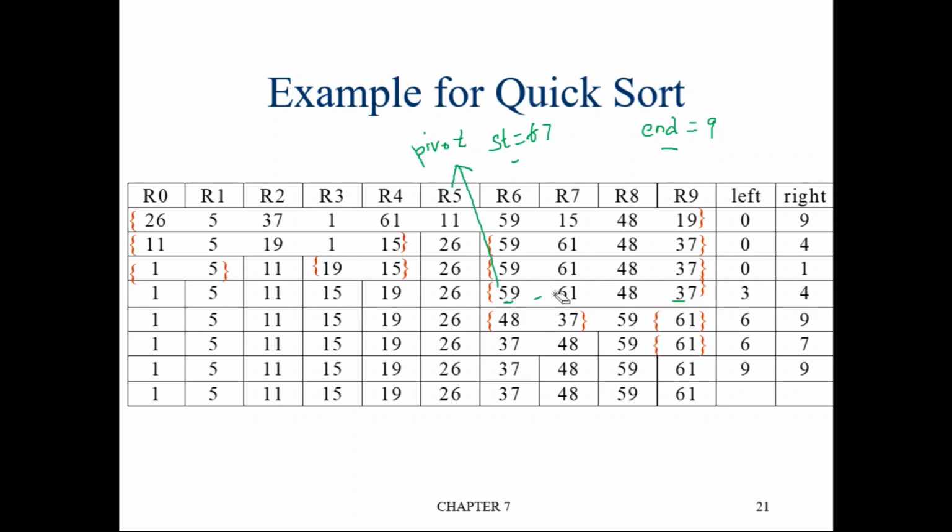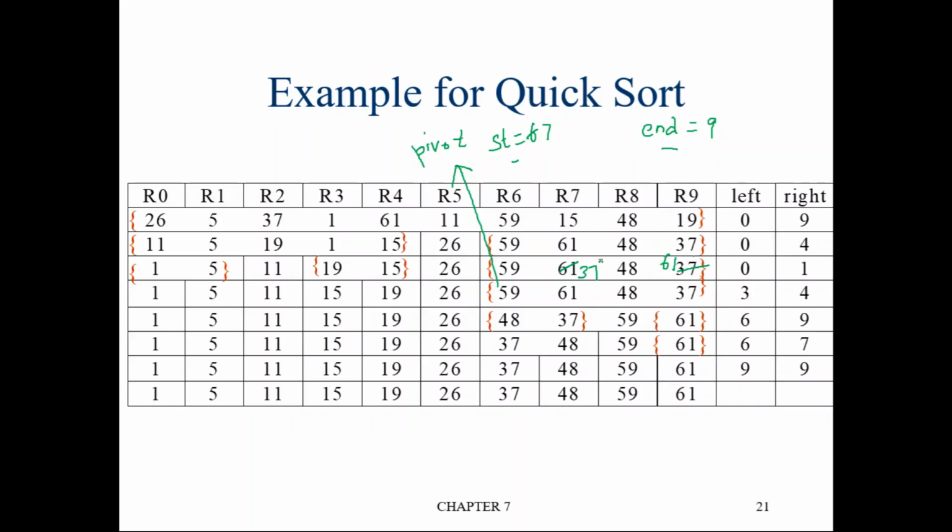7. The element at 7th location should be replaced with the element at the 9th location. The 7th location element is 61. So 61 will be swapped with 37. So this 61 will become 37 because start is 7, end is 9, and this 37 will become 61. So that is how the swap happened.